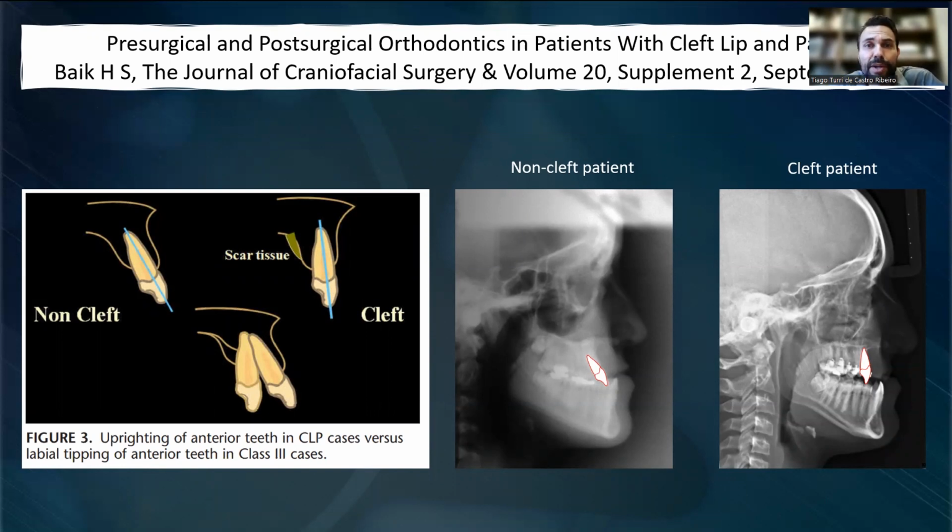This is a very important difference, since the usual pre-surgical orthodontic mechanics in class 3 patients without cleft is to retract the upper incisors and protrude the lower incisors. Whereas in class 3 cleft patients, protrusion of the upper incisors is frequently indicated.